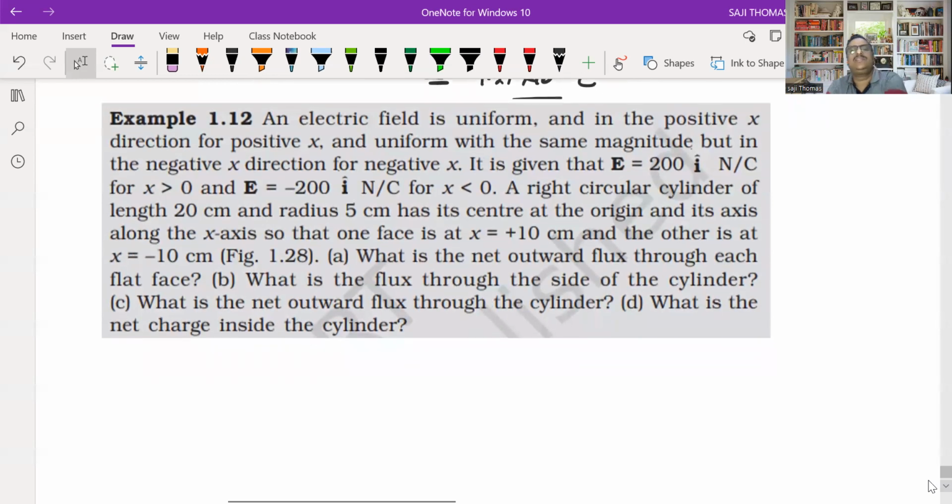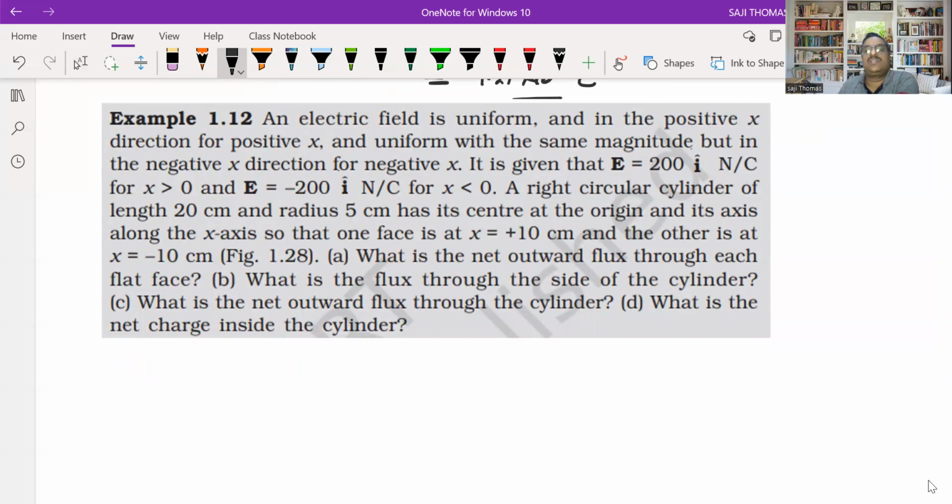An electric field is uniform and in the positive x direction, and uniform with the same magnitude but in the negative x direction for negative x. E equals 200 i hat for x greater than 0. x greater than 0 means along the x axis. And E is minus 200 i hat Newton per coulomb for x less than 0. That is along the negative x direction.